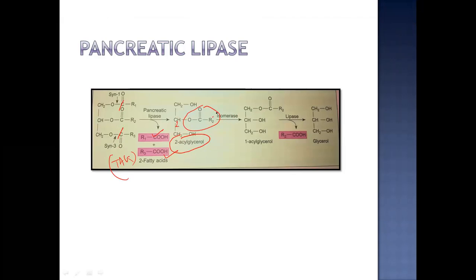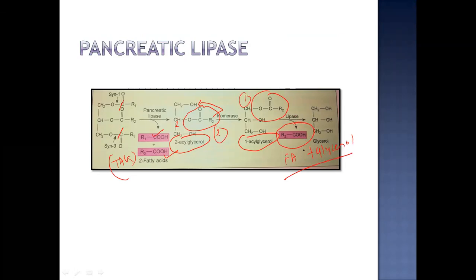So this fatty acid is getting shifted at the first carbon. So the product will be 1-acyl glycerol. If you can see here, it was at carbon number 2, and now it has been shifted to carbon number 1. After that, once again, the lipase will act and release the fatty acid from the first carbon, and the final thing will be the glycerol molecule.